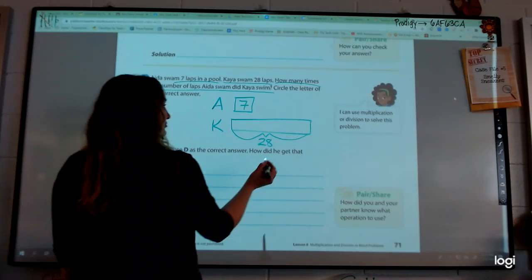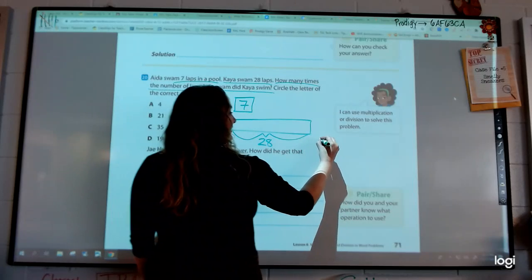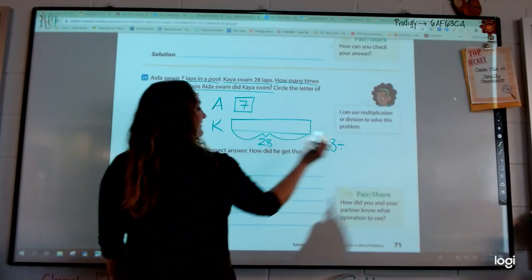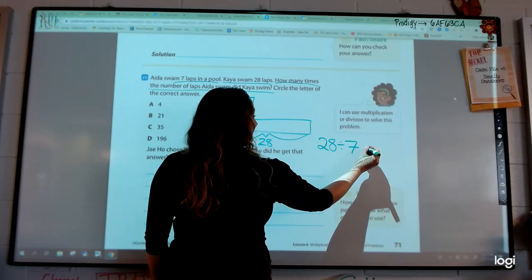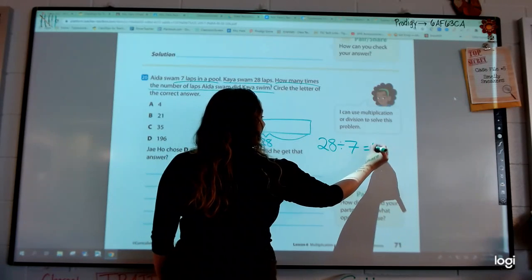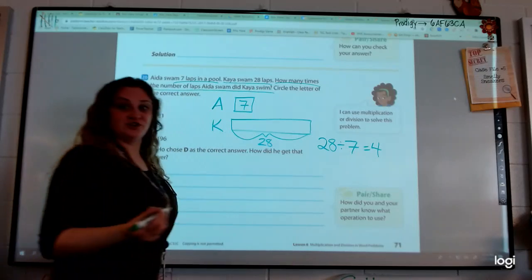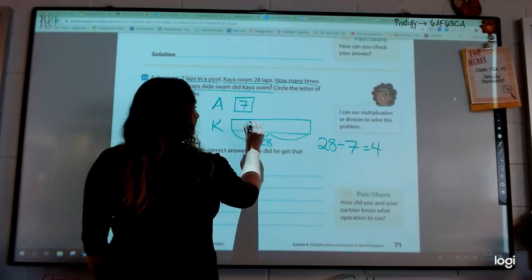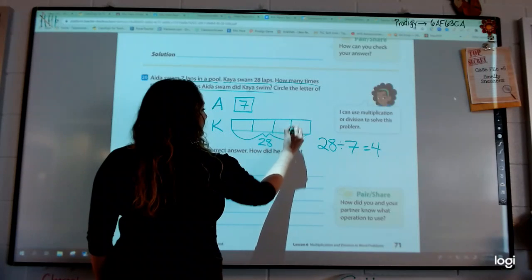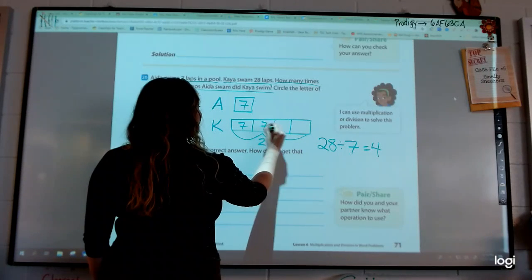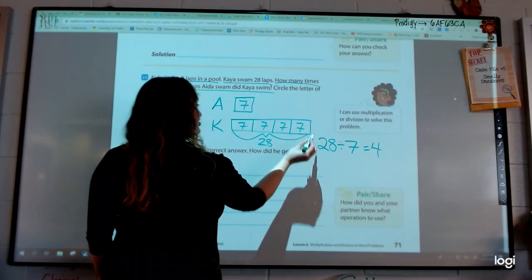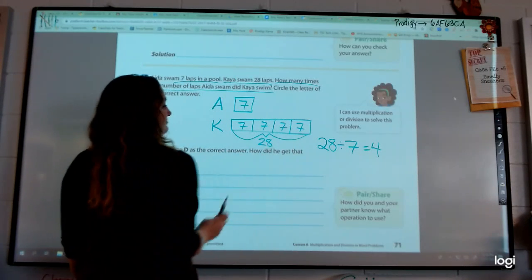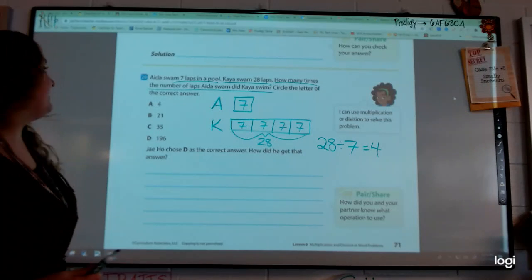So this is a division problem. So I'll put this over here. We have 28 laps divided into groups of 7. Which should be 4. 4 times 7 is 28. So now I can finish my model. I know that if I have 4 groups in here of 7, I can check my work. 4 times 7 is 28. She swam 4 times more laps than Ada.